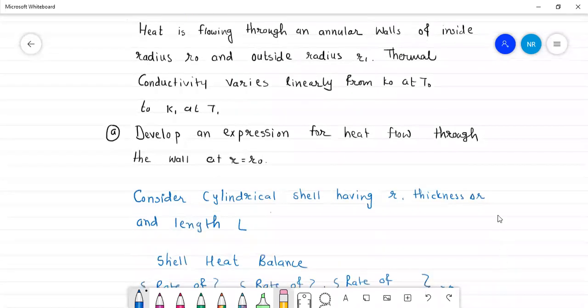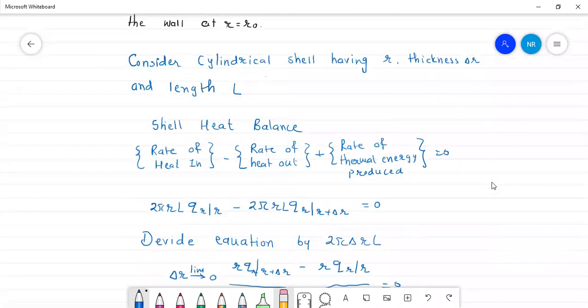Now we have to provide a heat balance through this control volume. Heat is flowing in through area 2 pi r L multiplied by q of r. Heat flows out through 2 pi r L at q of r plus delta r. No thermal energy is produced, so we consider this as 0. Then as usual, we divide by the constant terms, which are 2 pi, delta r and L. All these four are constants. And then we take the limit delta r tends to 0.